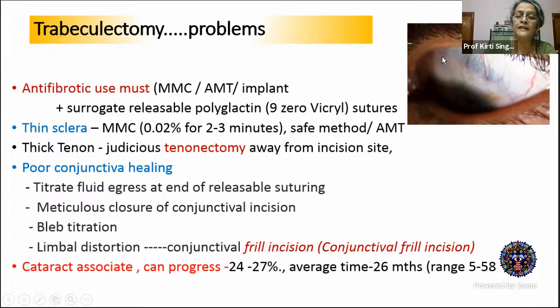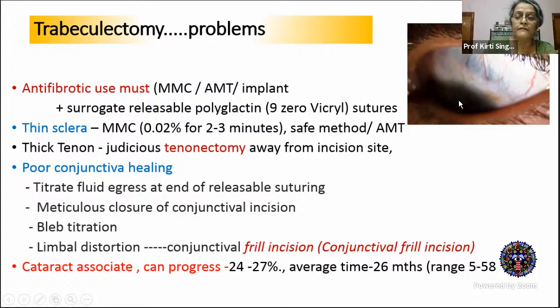So when you use mitomycin, do the safe technique and do a copious irrigation. Conjunctival healing is poor. Do titrate the fluid egress at the end of the releasable suturing. Do a meticulous closure, that goes without saying. Do a bleb titration always. And the procedure which we have devised at our center is the conjunctival frill incision. It works really well because the limbal distortion is there in these patients.